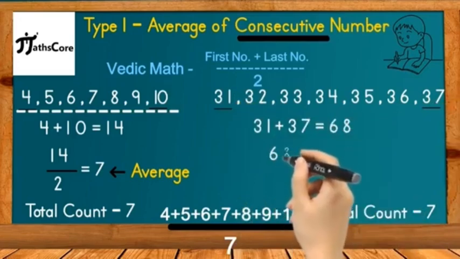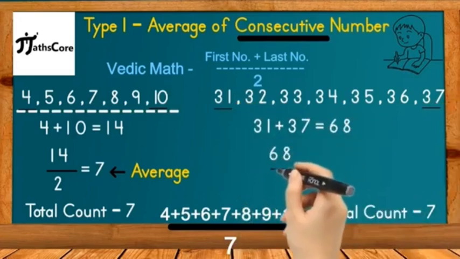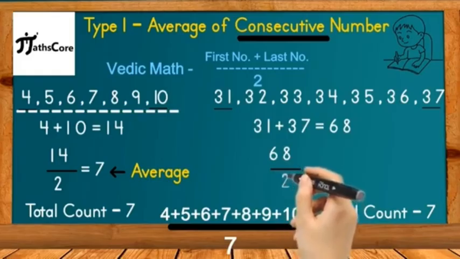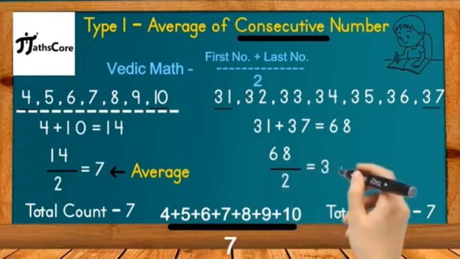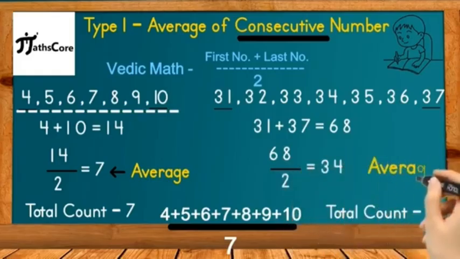31 plus 37 is equal to 68. Now divide this 68 by 2. 68 divided by 2 is equal to 34, and this is the average of all these numbers. In this way, you can find the average of all consecutive numbers within a few seconds.